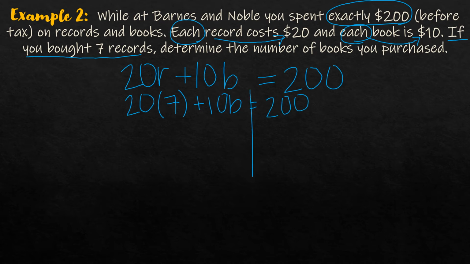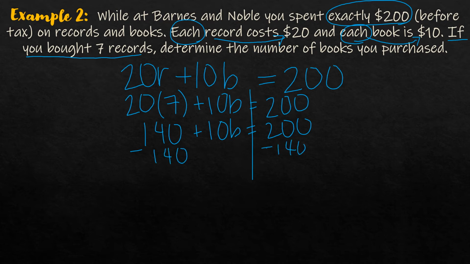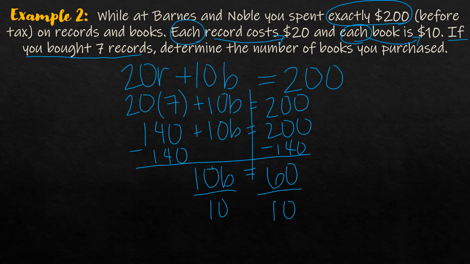And now I can solve this. So 20 times 7 is 140. So that's how much I already spent on records. So I'm going to subtract that to the other side, which means that I spent 60 on books, since that's all that's left. So now I divide by 10. And I bought 6 books.